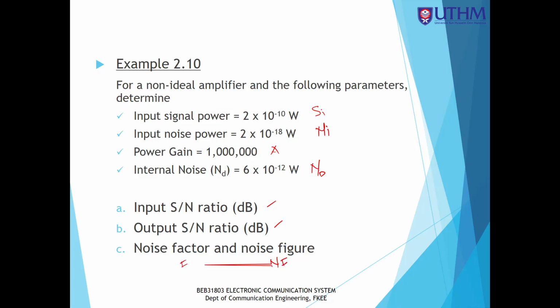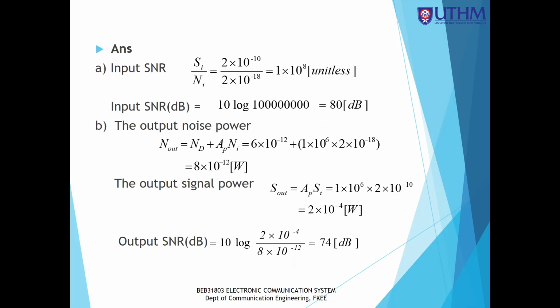Input SNR is easy, 10 log of S_I over N_I. You see that here, S_I over N_I, 2 times 10 power of minus 10 divided by 2 times 10 power of minus 18, and then we get 1 times 10 power of 8, and then find the decibel, 10 log of that. 1, 2, 3, 4, 5, 6, 7, 8. Okay, so we get 80 dB.